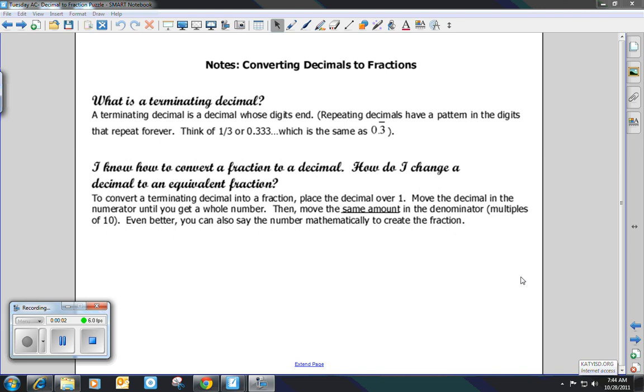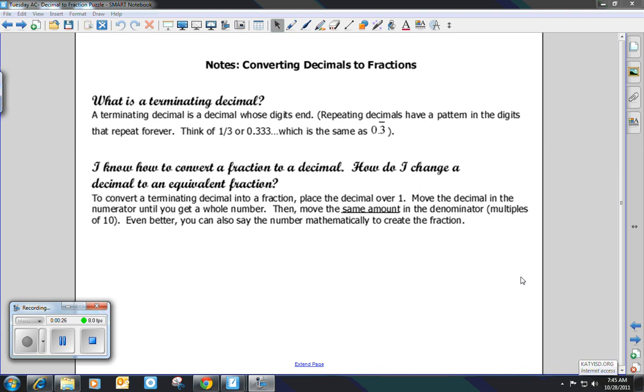Now that we've converted fractions to decimals, we're going to talk about converting decimals to fractions. First, let's talk about some terminology, some vocabulary. What is a terminating decimal? Well, a terminating decimal is a decimal whose digits end. So when we divide 3 divided by 4, we get 0.75 with no remainder. So that's a terminating decimal.